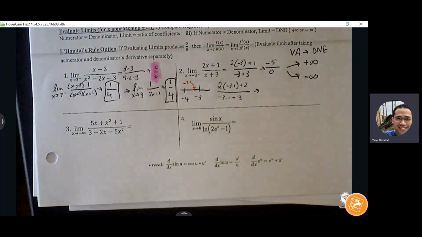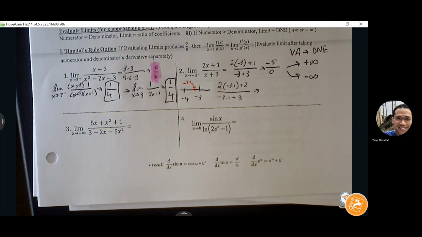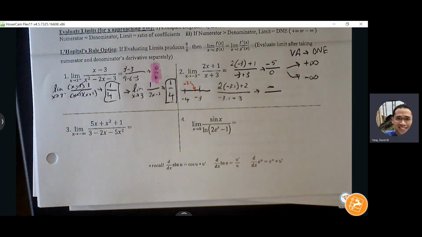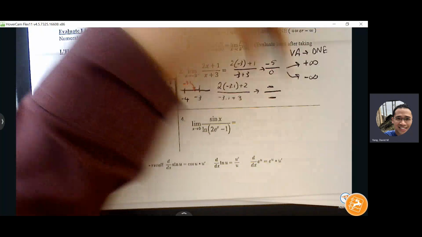So this gives us a number close to negative 6, 2 times negative 3.1. So negative six-ish plus two is definitely still negative. Negative 3.1 plus 3 is what? Negative as well. Negative over negative is positive.